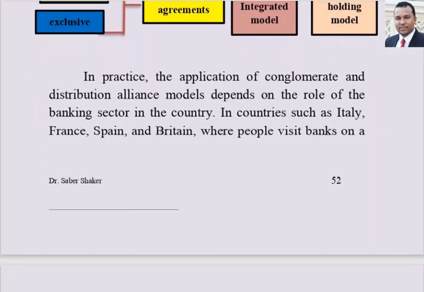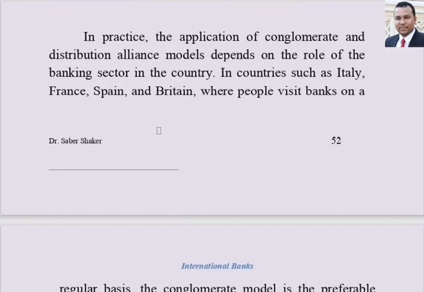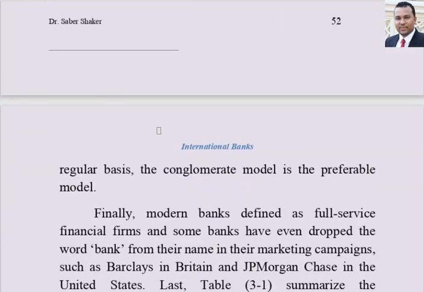In this model, we can talk about some countries like Italy, France, Spain. In this case, people visit banks on a regular basis, and maybe the preferable model is conglomerates.